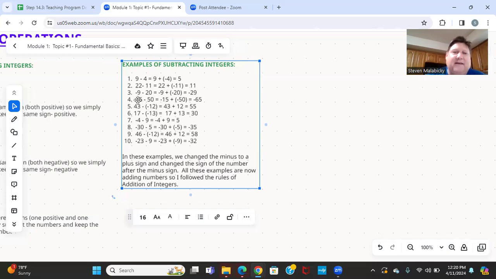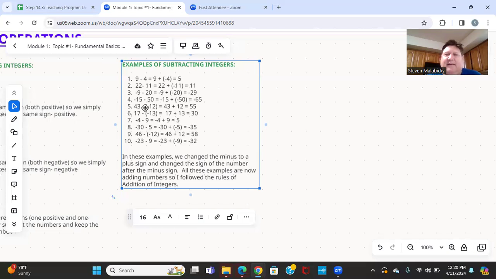Now, what about this one? Negative 9 minus 20. You change the minus sign to a plus sign, and then the 20 becomes a negative 20. So now notice we're adding two numbers with the same sign. And we just learned that when you add two numbers with the same sign, you add the numbers and keep the sign. So 9 plus 20 is 29. The answer would be negative 29.